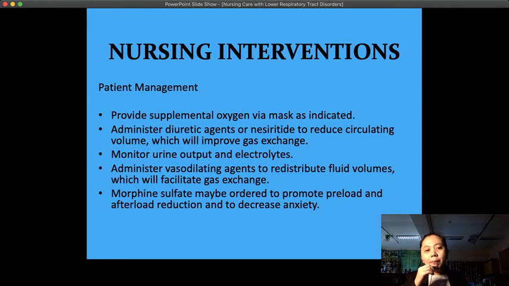Alright, so patient management: provide supplemental oxygen via mask or nasal cannula as indicated. Administer diuretic agents or nesiritide to reduce circulating volume, which will improve gas exchange. Monitor urine output and electrolytes. Administer vasodilating agents to redistribute fluid volumes, which will facilitate gas exchange. And then morphine sulfate may be ordered to promote preload and afterload reduction and to decrease anxiety.